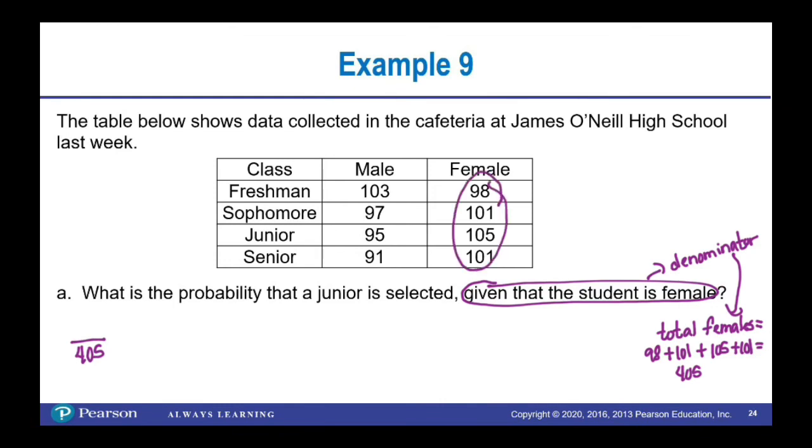Again, we're considering only the females. Now we want the probability that a junior is selected out of only those females. Well, there were 105 juniors, and so that is the numerator of my fraction. Simplify your fraction. 5 goes into 105 21 times, and 5 goes into 405 81 times. This fraction will simplify further. 3 goes into 21 7 times, and 3 goes into 81 27 times.